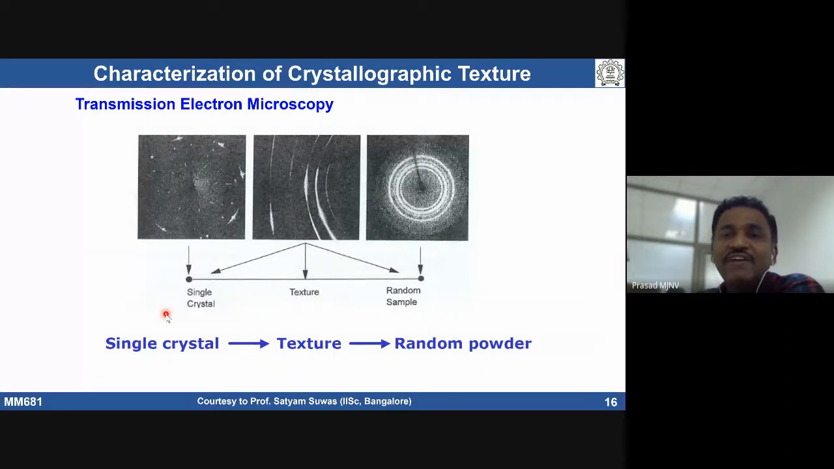Nowadays we even have EBSD with TEM. Within TEM, you can also get EBSD patterns, but only for very fine grain size materials and small regions, where we can get EBSD orientation maps using a transmission electron microscope. So I think these are the things we use to characterize the crystallographic texture of a material.